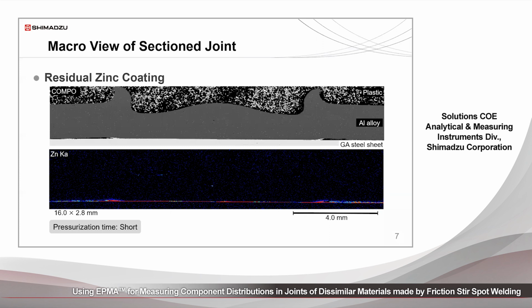Again, this is another macroscopic image of the section joint. Note that an approximately 6 micrometer thick zinc coating layer was discharged away from the joint center and towards the periphery of the welded joint. However, not all the zinc was discharged as a result of the friction stir spot welding event. There still is some residual zinc within the intermetallic compound layer.